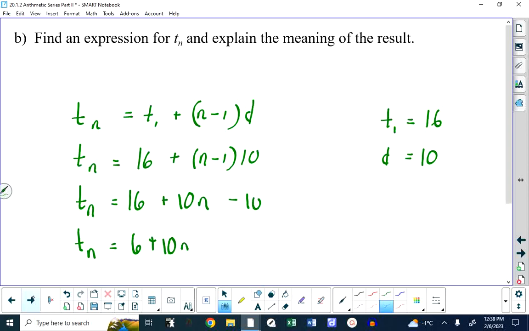I'm not going to explain the meaning of this in words. If this were an assignment or a written response on an exam, you could put it into words. But the meaning of that is when you put a value of n in, you'll be finding how far there and back to that pylon. So if I put 10 in, 10 is an easy number to work with. 6 plus 10 times 10, 10 times 10 is 100. Plus the 6 is 106. It's 106 meters to the 10th pylon and back. That's all it means. Okay.